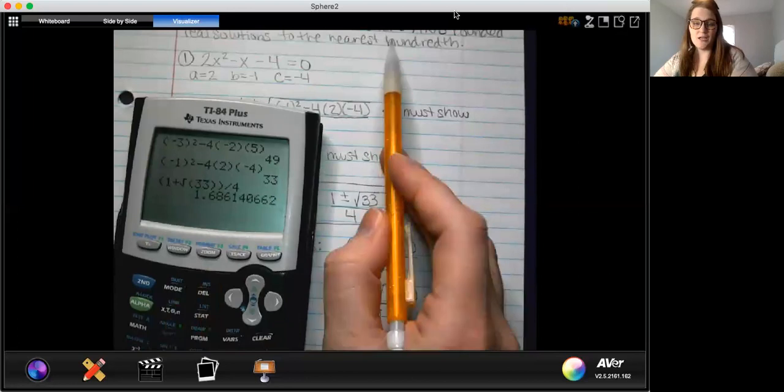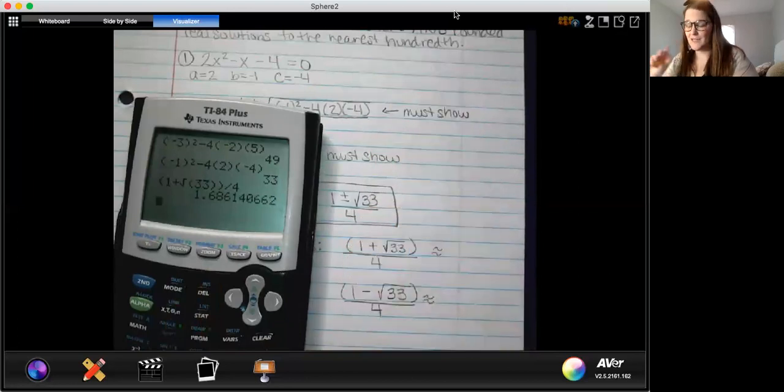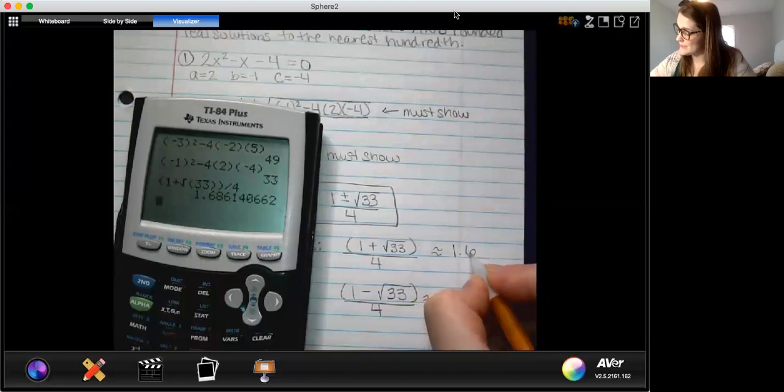So make sure you have your parentheses and you should get approximately this. Now we're rounding to the hundredth. Hundredth is the second place. So we look at the third number to see if we need to round up. 6 is higher than 5, so therefore the 8 rounds up. So this is approximately 1.69.